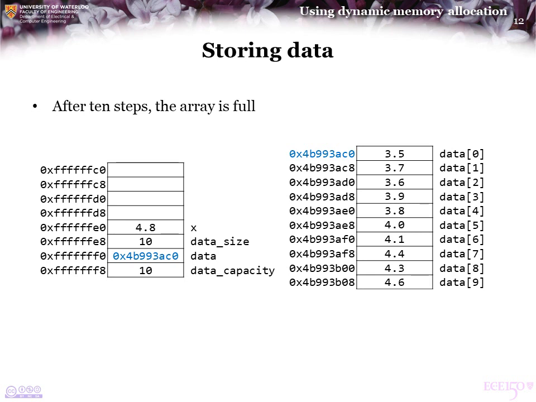However, we now have another value to store. Where are we going to store the value 4.8? We only asked for an array of capacity 10, so we cannot assume that we can store anything at the address 4B99-3B10.